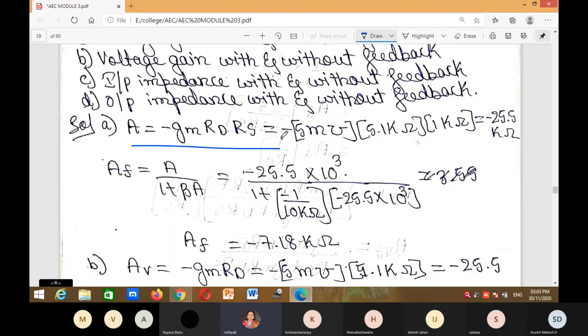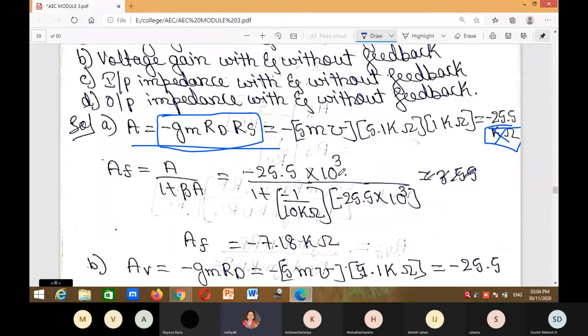This is only the resistance part. Okay, A is equal to what? What is the formula? A is equal to this, you won't get the unit, because this is a gain. Here AF is equal to A divided by 1 plus beta into A.